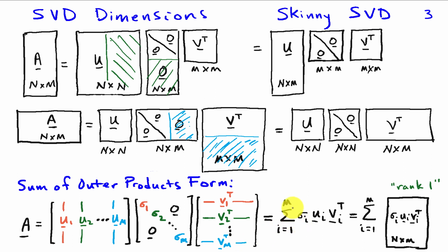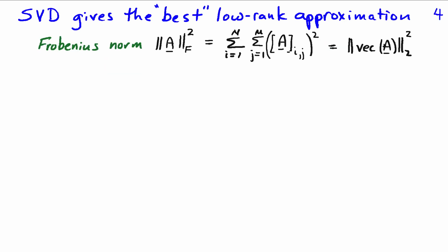In this sum of outer products form, I'm going to represent the singular value decomposition of A as the sum from i equals 1 to m of sigma i times u i times v i transpose. Now u i v i transpose is a rank 1 matrix. And so I'm writing A in terms of a sum of capital M rank 1 matrices, which are each n by m. Now the singular value decomposition gives us the best low rank approximation to a matrix.